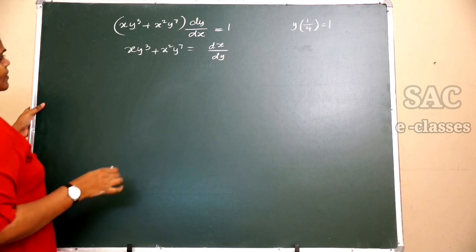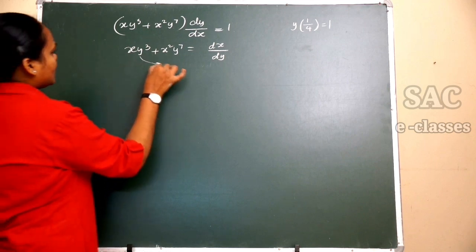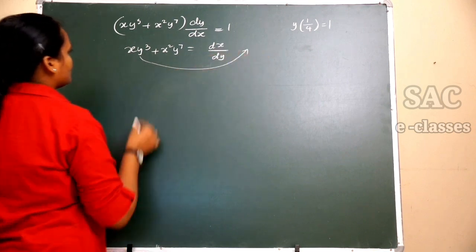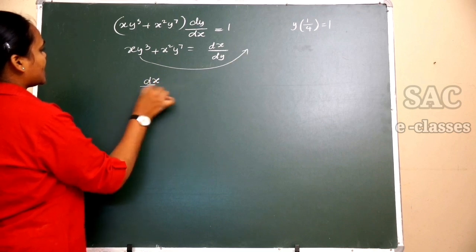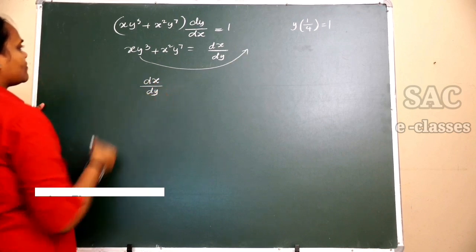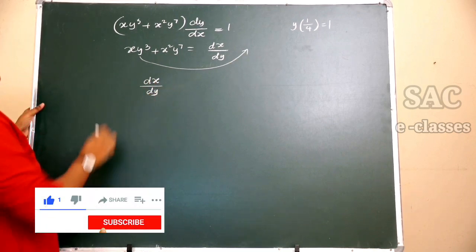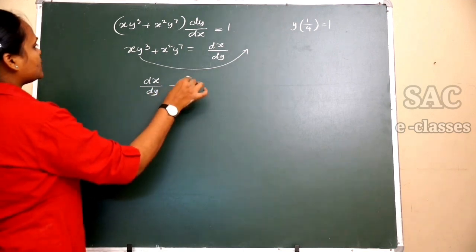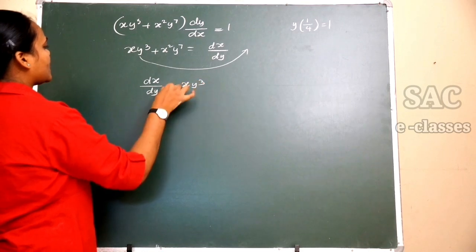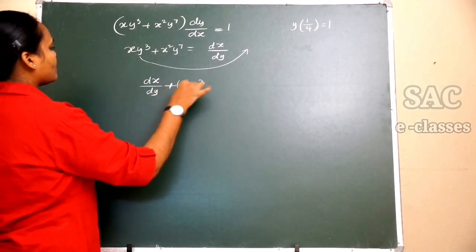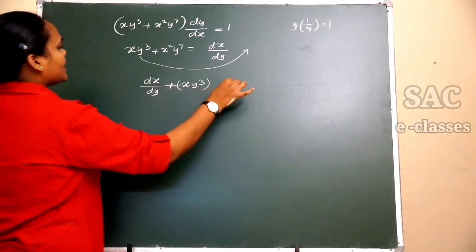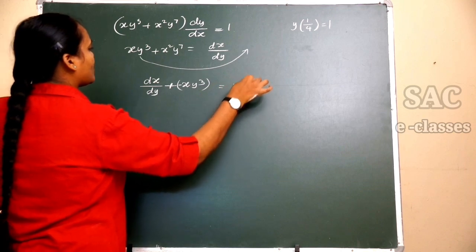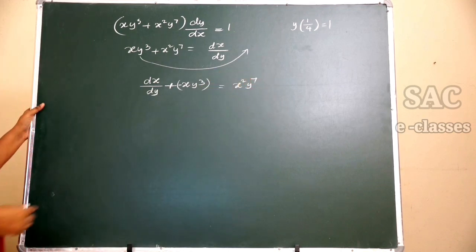Now if you have observed clearly, I am transposing this one. So can I write it as dx by dy? There is no other one. Only thing is here only x term is there. So I am transposing x y cube here plus. Now here x square y power 7 is left over.